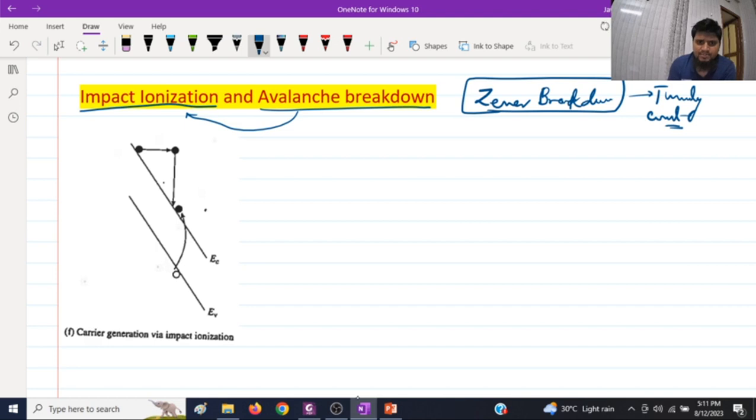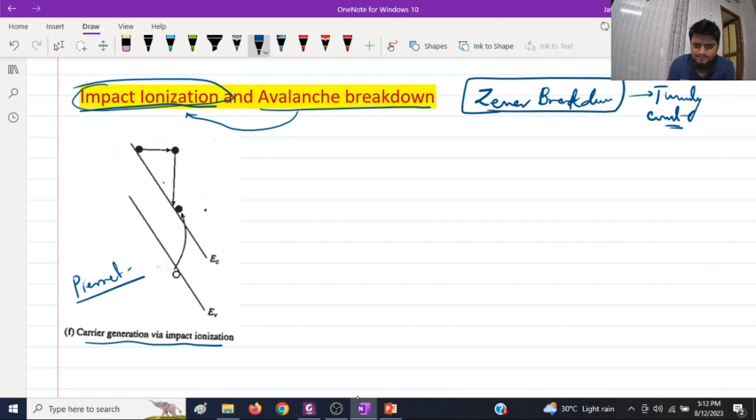So what is impact ionization? First, let's understand this. Here it is in this figure that is taken from a book: the carrier generation via impact ionization.